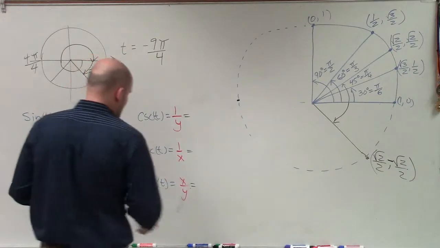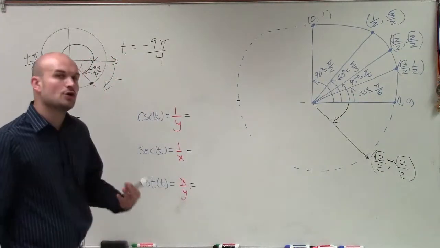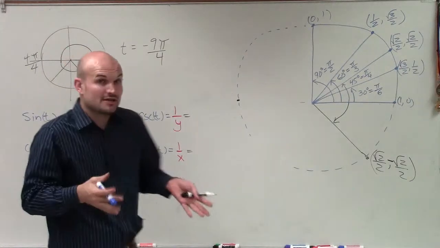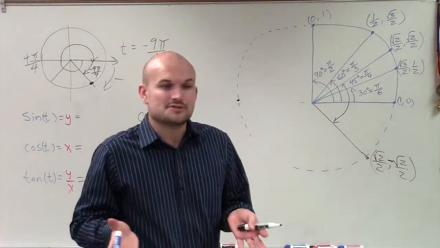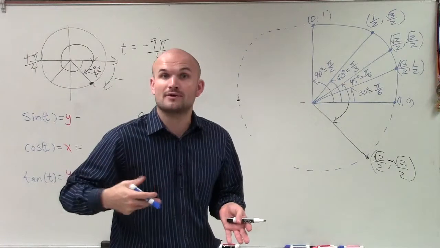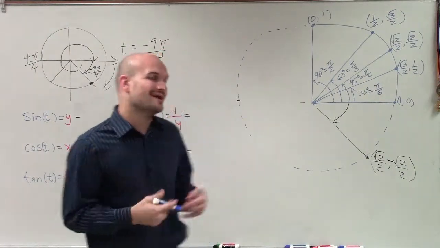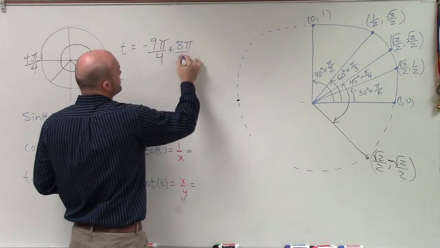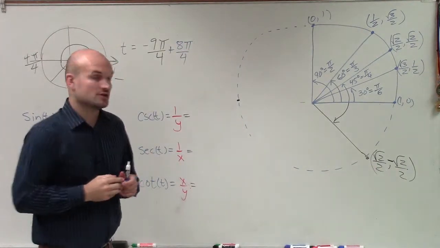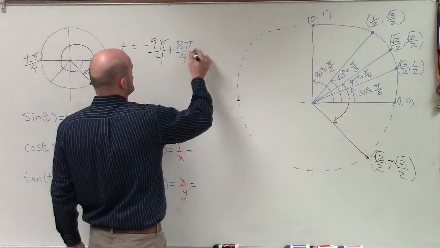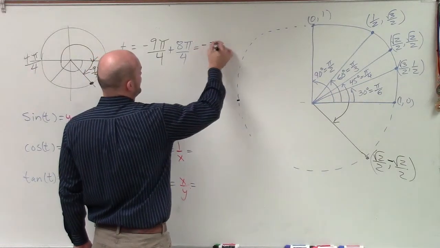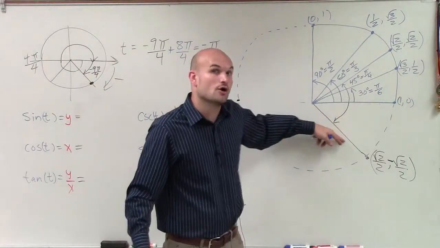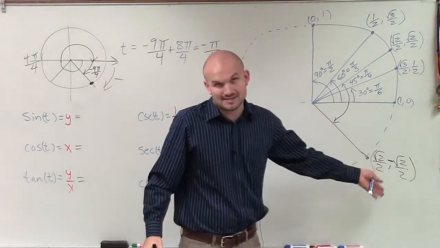Another way we could look at this, ladies and gentlemen, is by using coterminal and reference angles. If I have negative 9 pi over 4, I understand that that's more than a revolution, more than one way around the circle. So what I can do is add 2 pi, in terms of 4 that's 8 pi over 4, to find my coterminal angle. That's going to equal negative pi over 4. That gives you the coterminal angle, which is the point.